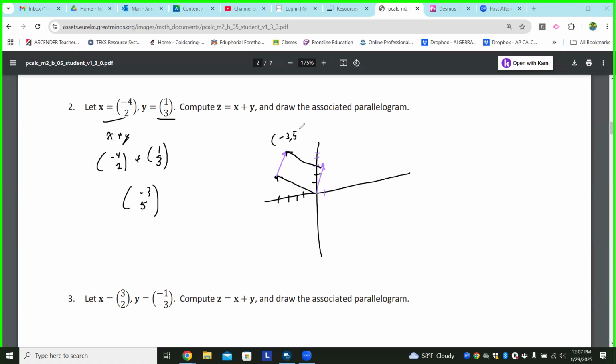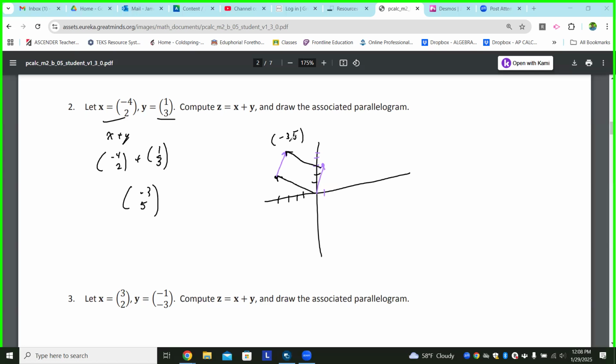A parallelogram just means it has two sets of parallel lines, so a rectangle itself is a parallelogram. So that's what that coordinate right there would be. That would be the answer. That's the answer we got algebraically. And these both land at -3, 5, regardless of how you would have added the vectors.